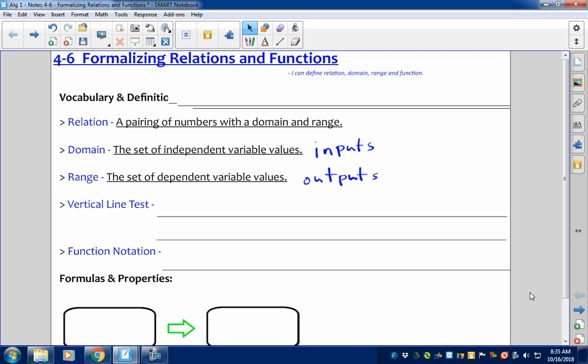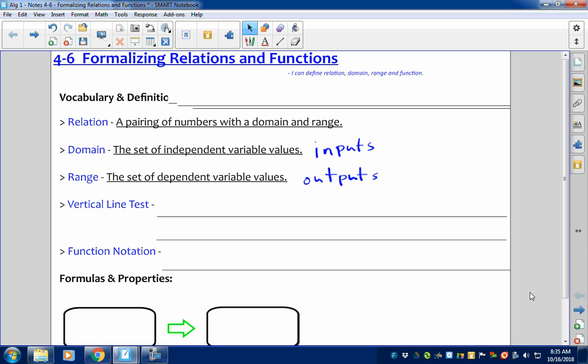While a relation is just a pairing of numbers with a domain and a range, there is a special kind of relation called a function. We've studied the linear function. We've studied a little bit of x squared functions and x cubed functions, and 2 to the x function and the 3 to the x function. So we've studied some other types of functions a little bit, but primarily we've studied the linear function.